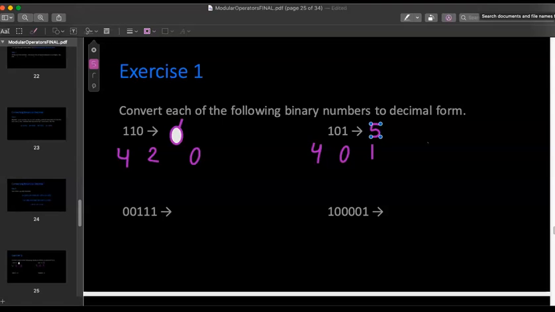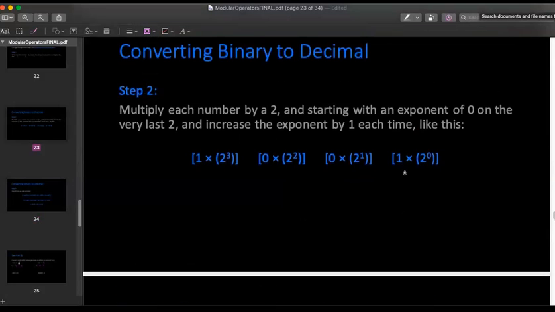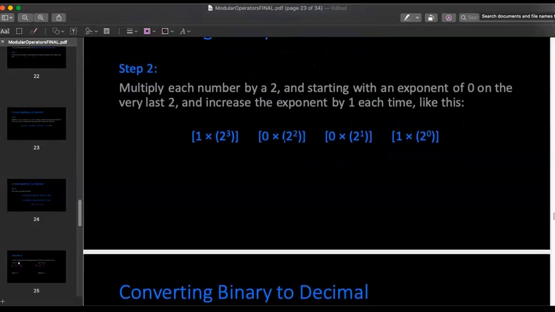Everyone good? How do we know what power we are using? That's a good question. All right, we're gonna go up here again, and we're gonna start with the power 0 on the very right side. Then we're gonna increase the power by 1 each time we go. So this first one on the very right, it's gonna be 2 to the 0, and then 2 to the 1, and then 2 to the 2, and 2 to the 3. Does that make sense?